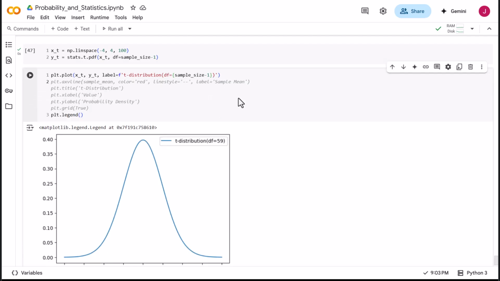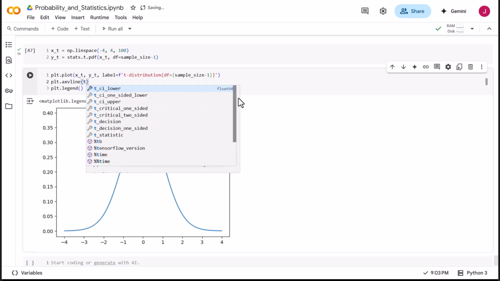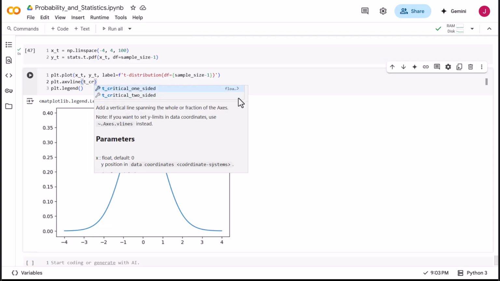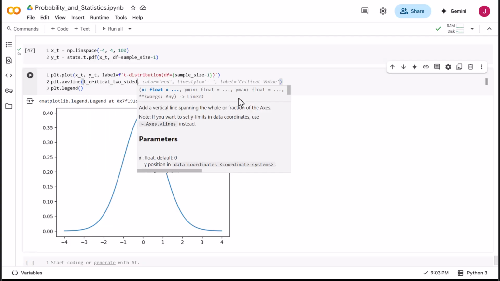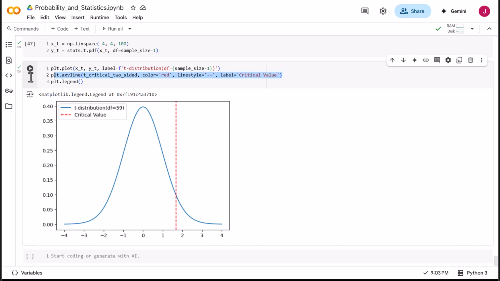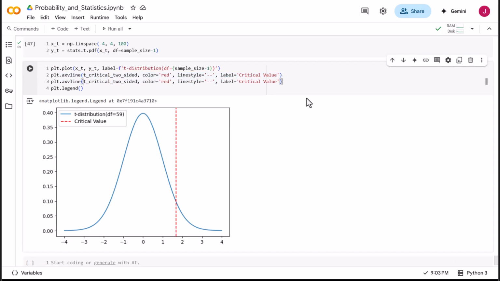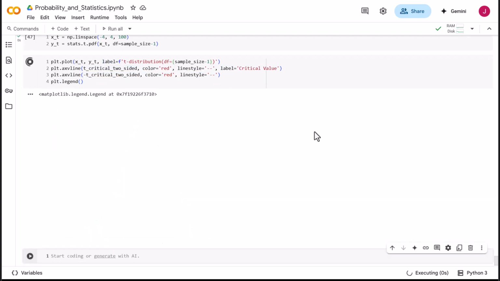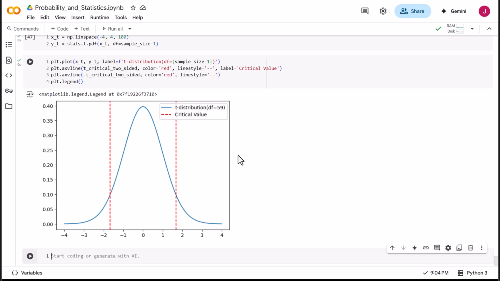Now we can add some vertical lines to show the t critical of two-sided, right? So plt.axvline, and in here we're gonna pass t_critical of two-sided here, and color red and so on. It's okay. So this one, and next we're just gonna add the negative, right? Minus t critical, and we don't need a label here. Just the same. Correct.